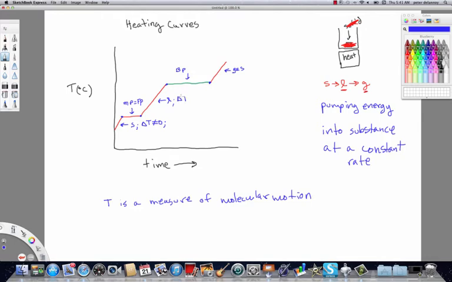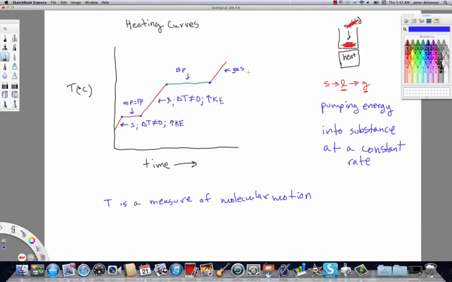The temperature change is not zero, so what's going on with the energy here? Temperature is a measure of molecular motion. So in the regions where the temperature is changing, the kinetic energy of the substance is increasing.